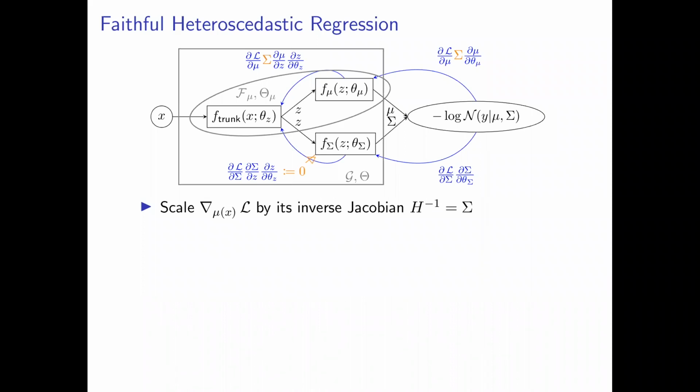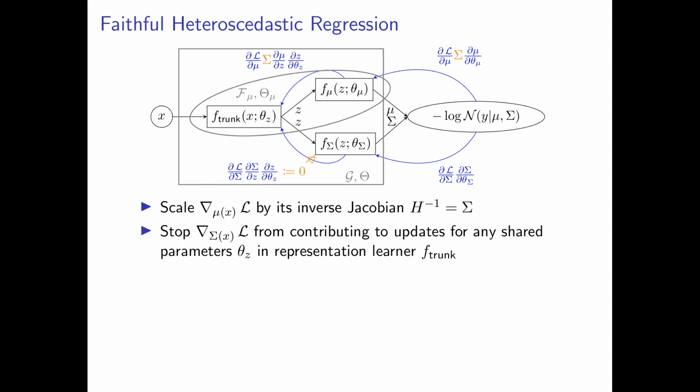We can provably ensure faithfulness by making 2 small changes shown in orange. First, we scale the gradient with respect to mean estimates by its inverse Jacobian, the covariance. This can be interpreted as a Newton step, or as the gradient of a homoscedastic model with unit diagonal covariance. Second, we block the covariance gradients from influencing the representation learner's parameters. And these 2 changes ensure that G is provably faithful to F_mu.